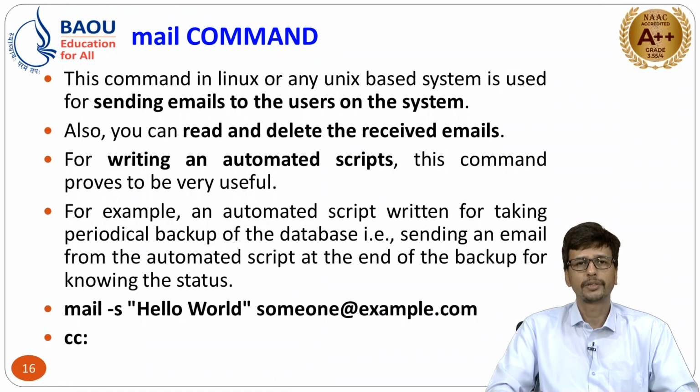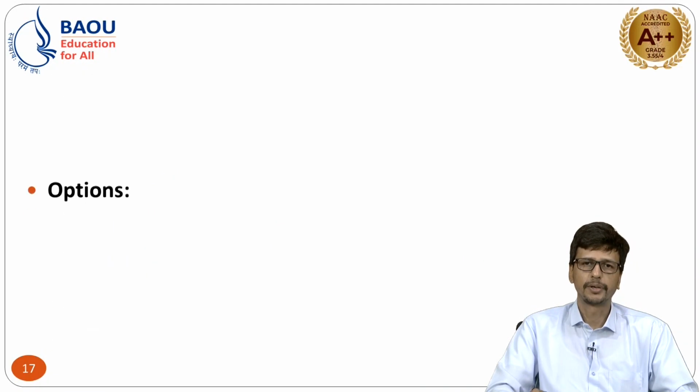On the screen you can see the example: the mail command is used, and the s option is for subject. In double quotes you mention the subject, and after that you pass the user's mail ID to which you want to send the mail. Then it will ask for CC, the carbon copy, and it will ask for the message, right?